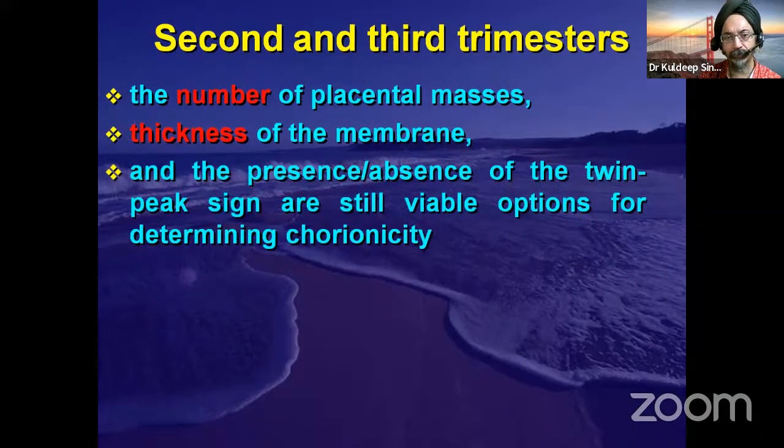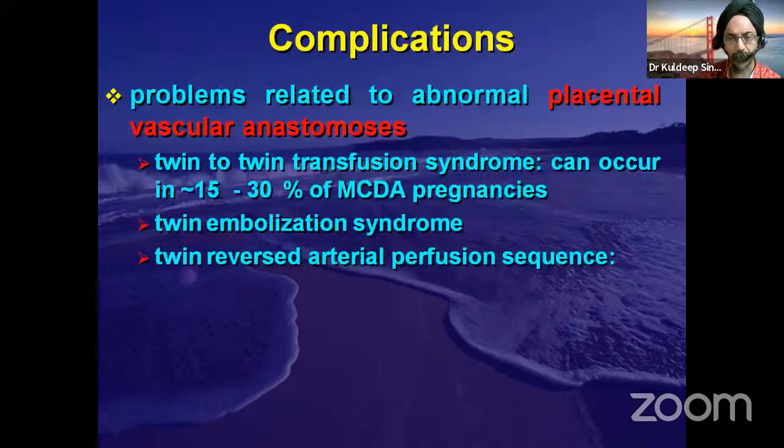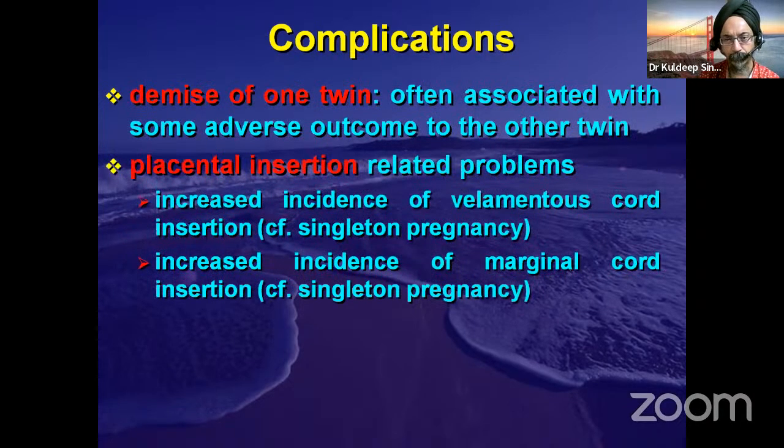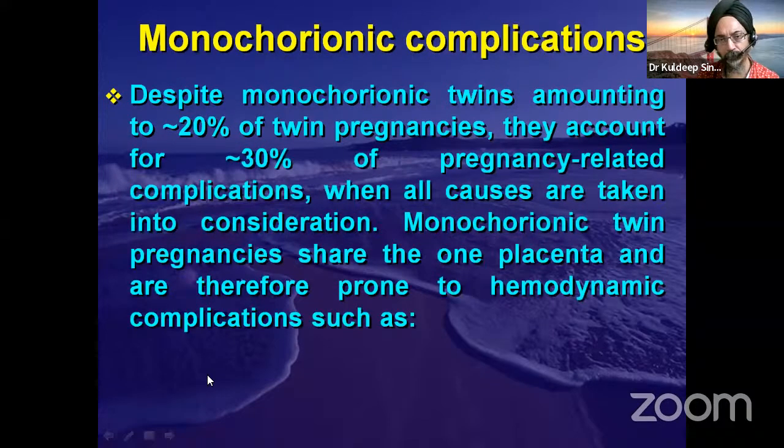Number of placental masses, thickness of the membrane, presence or absence of twin peak sign tell us about what type. The problems are related to abnormal placental vascular anastomosis: twin-twin transfusion, twin embolization, TRAP sequence, twin reversed arterial perfusion. You could be looking at the demise of one twin. That's often associated with an adverse outcome for the other one as well. And because of placental insertions, the umbilical cord insertion, you could be looking for other troubles as well.